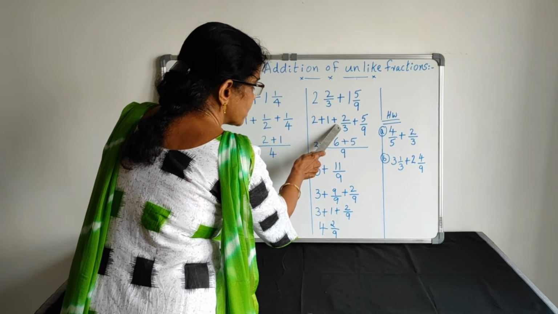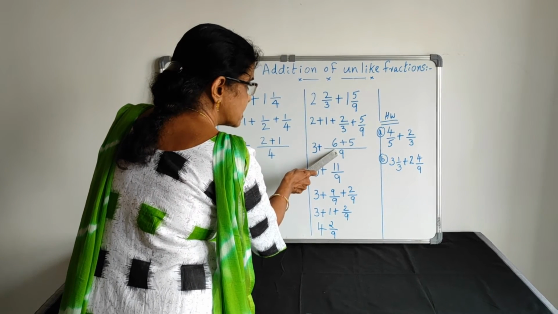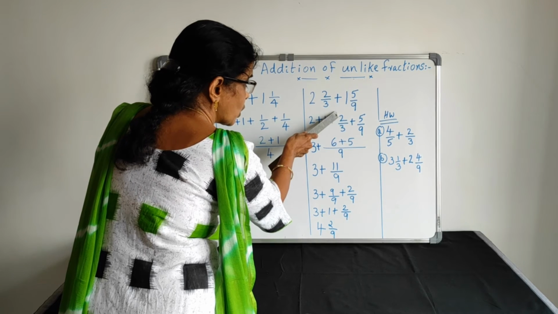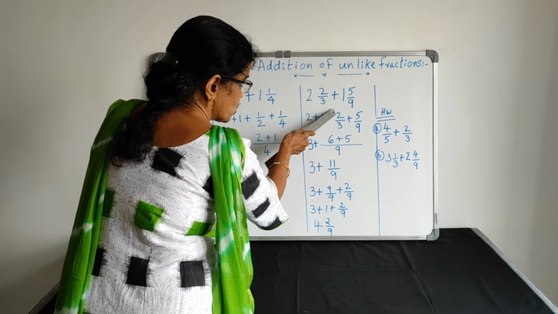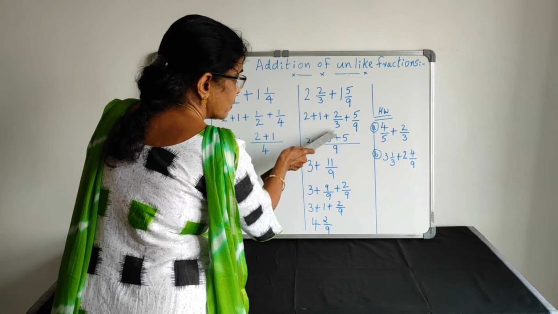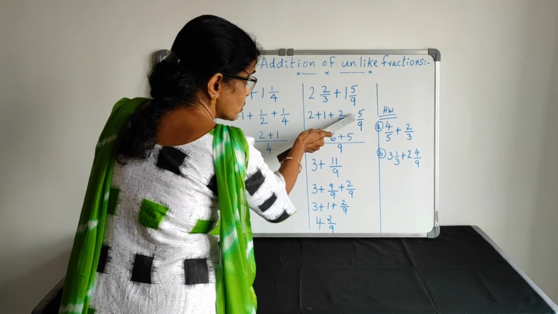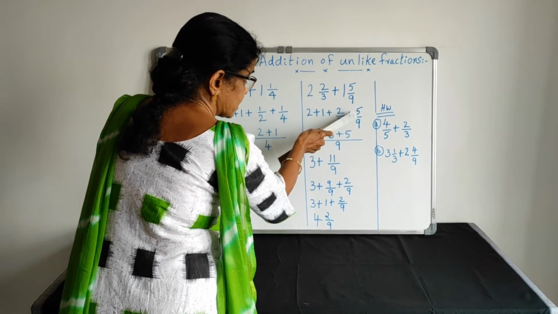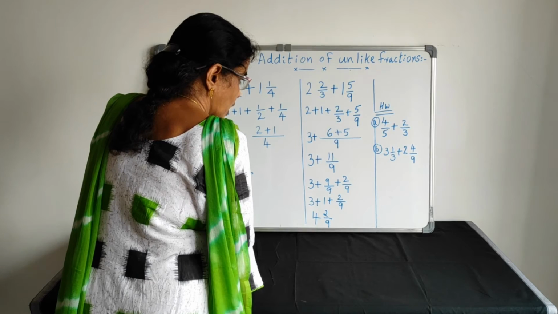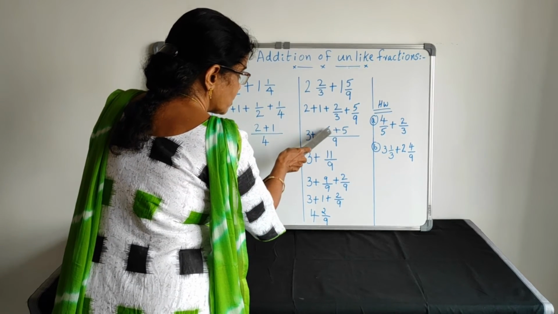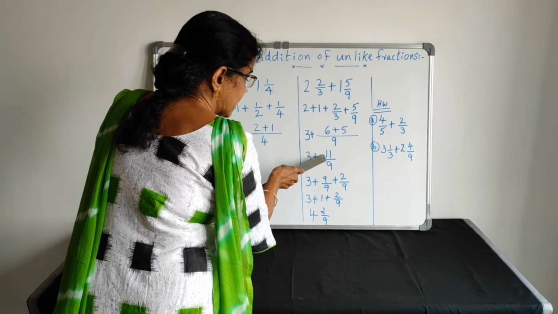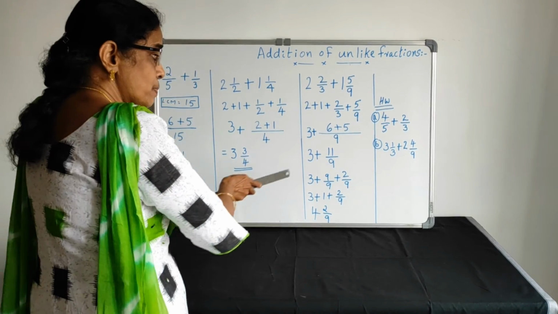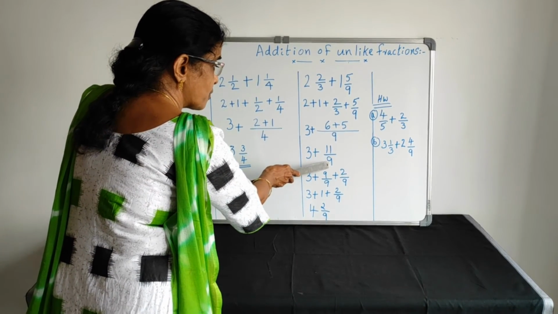Now get the clue number. 3 into which number is 9? 3. So multiply numerator also by 3. So 2 times 3 is 6. Here the denominator is 9, so there is no change for the numerator. So it remains 5. Now 3 plus 6 plus 5, we are getting 11 by 9. 11 by 9 is an improper fraction.